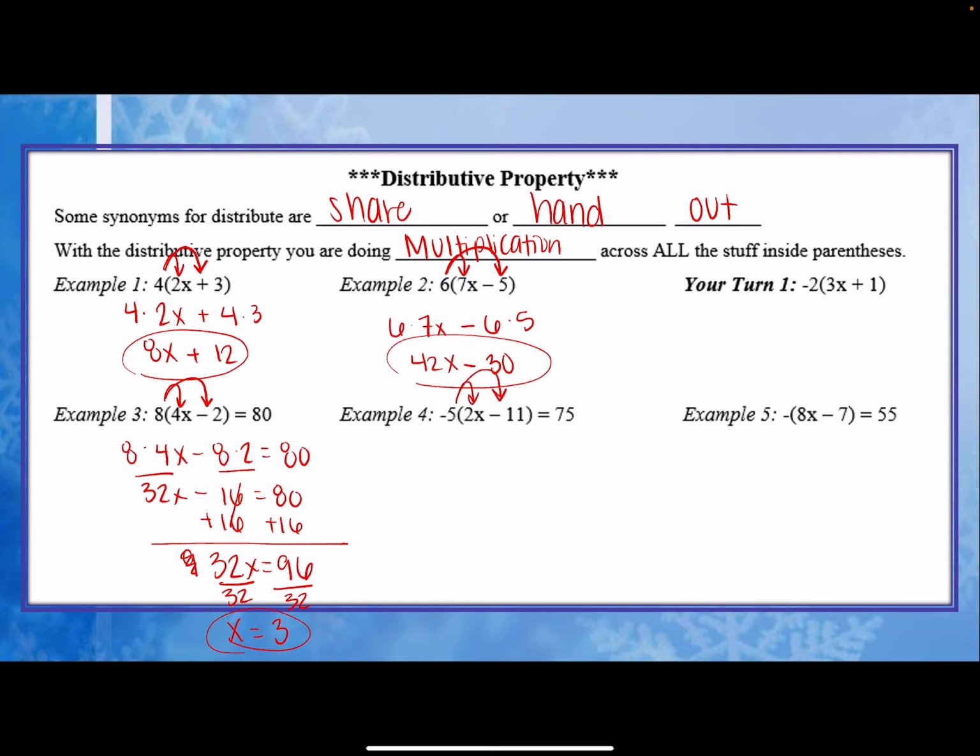Distribute the negative 5 to everything inside our parentheses, all the terms. Negative 5 times 2x minus negative 5 times 11 equals to 75. So negative 5 times 2x is negative 10x minus negative 5 times 11, which is negative 55, equaling to 75. A minus and a negative together become a positive.